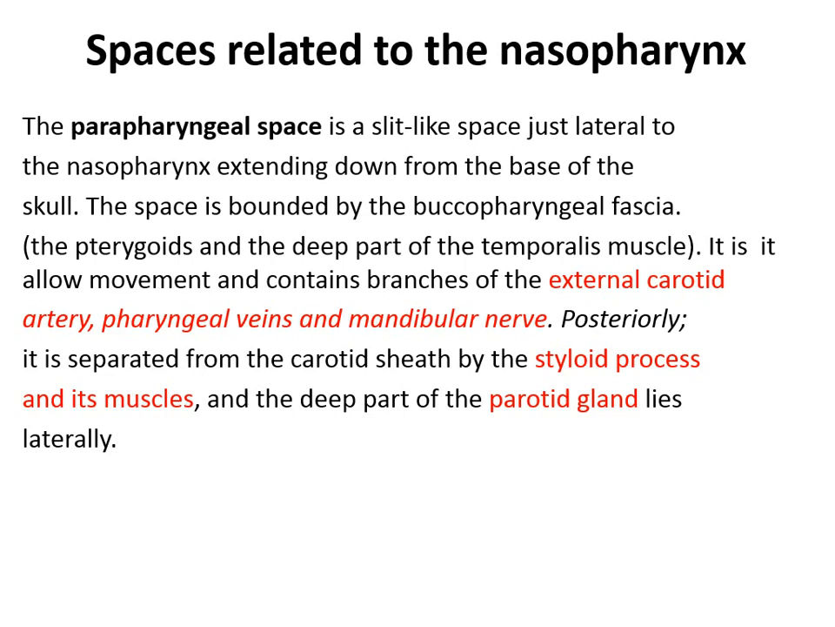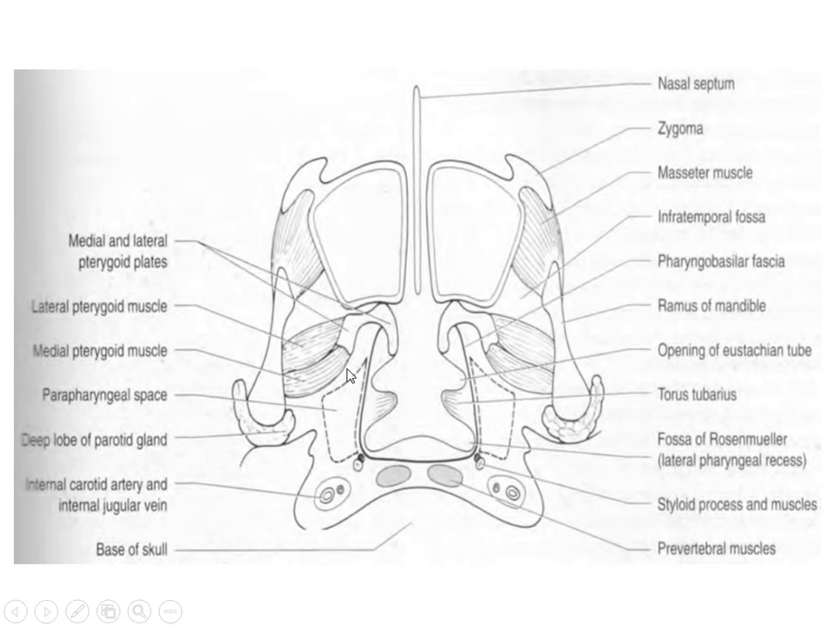When you lose the fat in the parapharyngeal space, it means there is something suspicious in pathology, most likely carcinoma. Posteriorly, it is separated from the carotid sheath, and this is the tensor tympani and the styloid process.